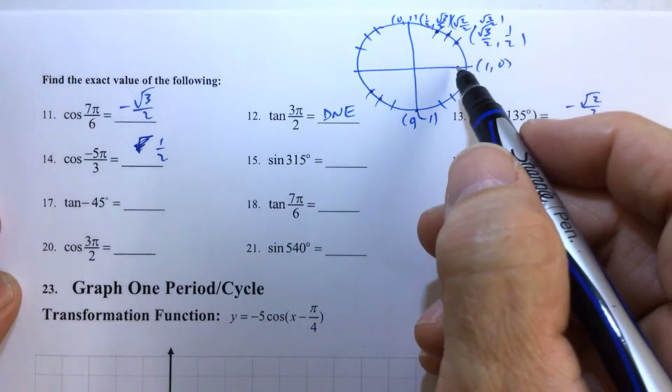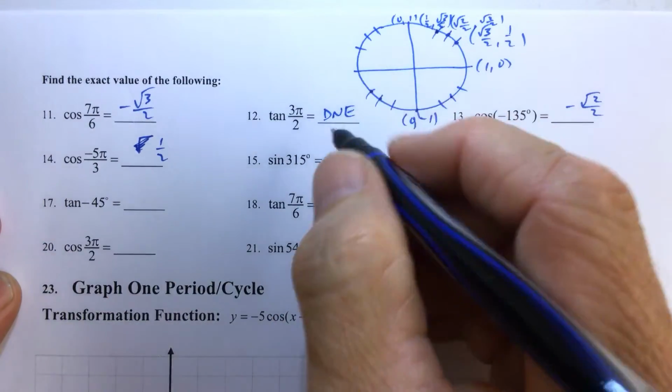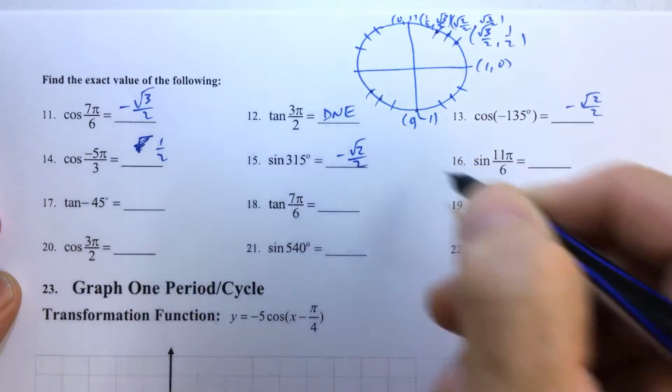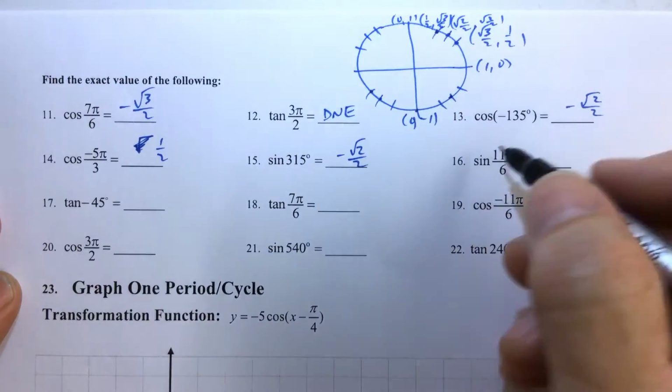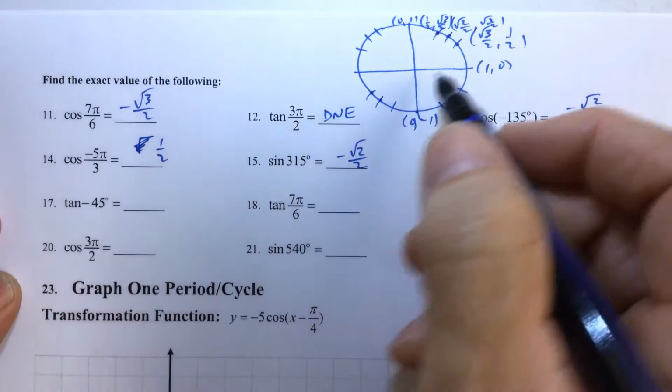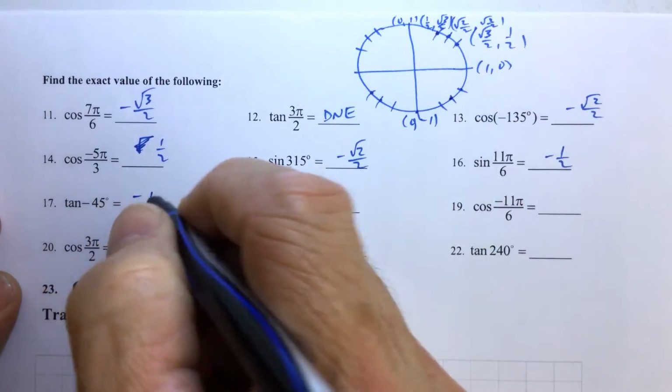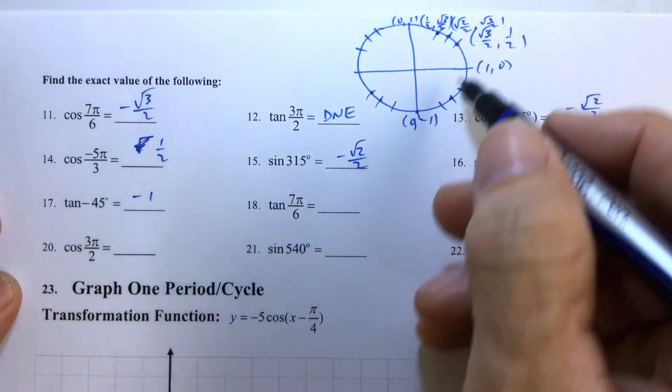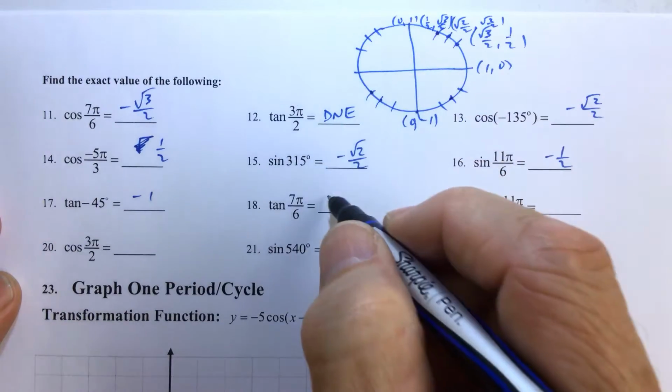Sine of 315. 315 is right there. The sine is negative in the fourth quadrant. The angle's right there in the middle. Sine of 11 pi over 6 is negative 1/2. Tangent of negative 45 is negative 1. Tangent of 7 pi over 6 is radical 3 over 3.